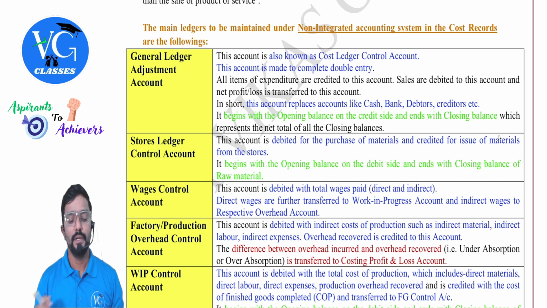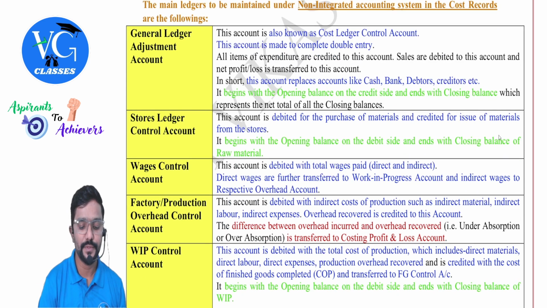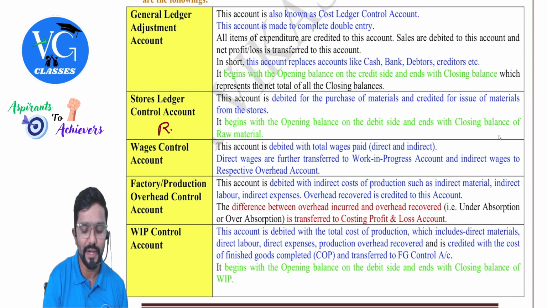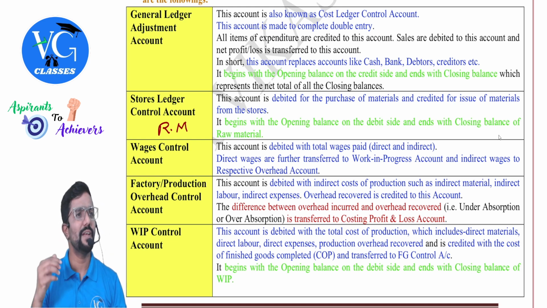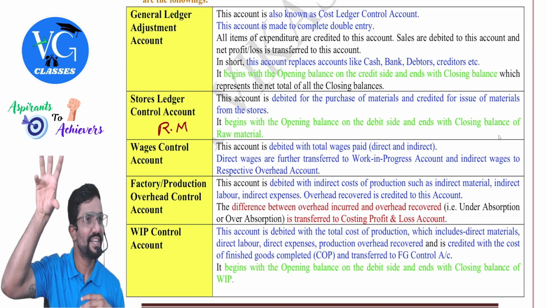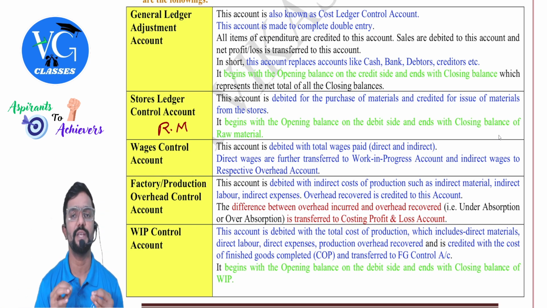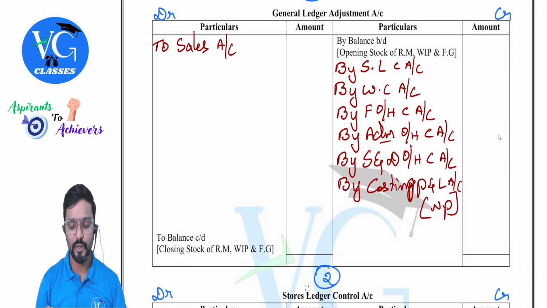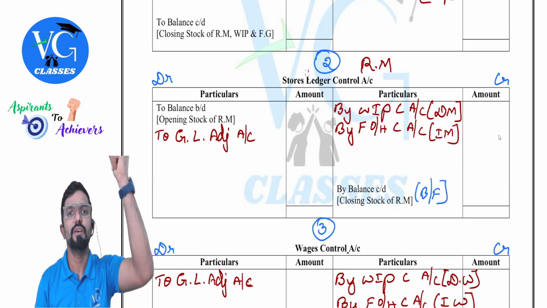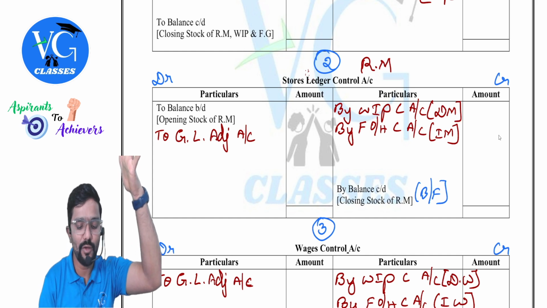Next, Stores Ledger Control account. Stores ledger control account is nothing but my raw material. Whatever raw material I purchase and use in the production process or issue, I will record in this account. In your accounts, you will record it as purchase, right? But here we will not use the name purchase. Instead, we use Stores Ledger, which is nothing but the raw material account. Raw material is an asset for you. What balance will it have?